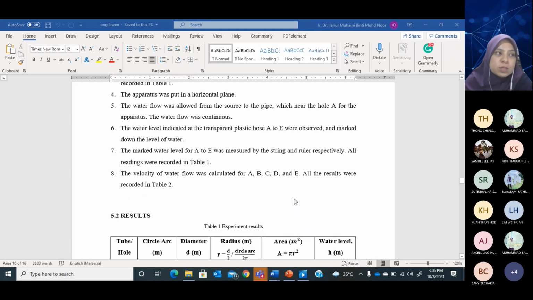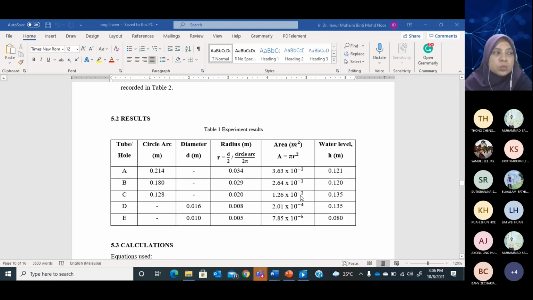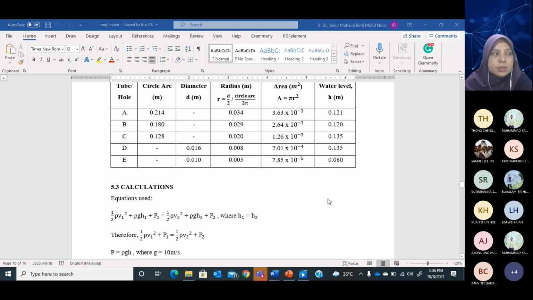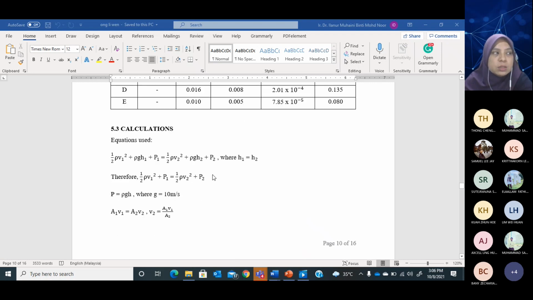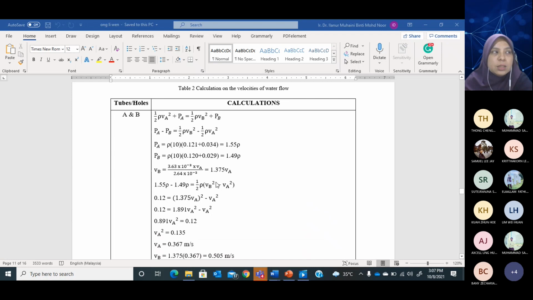Velocity of water flow was calculated for A, B, C, D, E. Result is recorded in table 2. So since there are 5 holes, you have 5 rows here: circle arc, diameter, radius, area, then water level. Okay, so the calculation is not included in the result. She has used the calculation outside it in another table, calculation on the velocity of water flow.